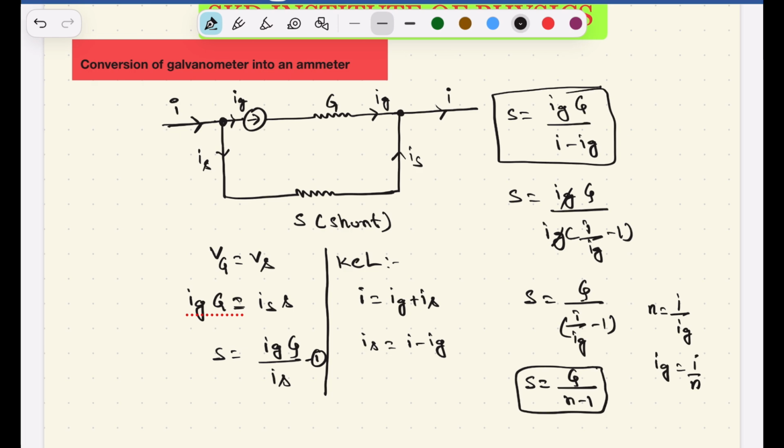Okay, this analogy helps you to understand why a shunt resistance is connected in parallel.